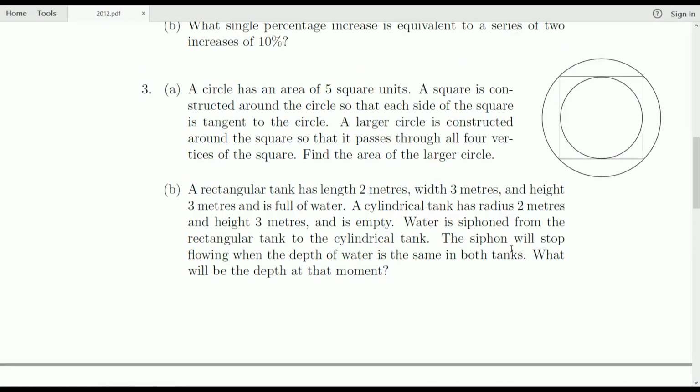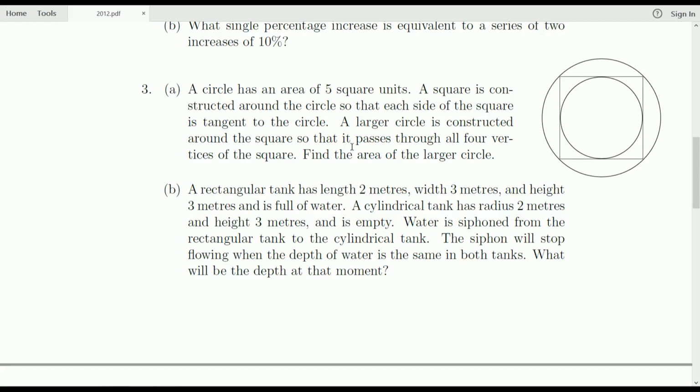3A, a circle has an area of 5 square units. That's a little odd. Usually there's a factor of pi there, but okay, no worries. A square is constructed around the circle so that each side of the square is tangent to the circle, just like we have here. A larger circle is constructed around the square so that it passes through all 4 vertices of the square. Find the area of the larger circle.